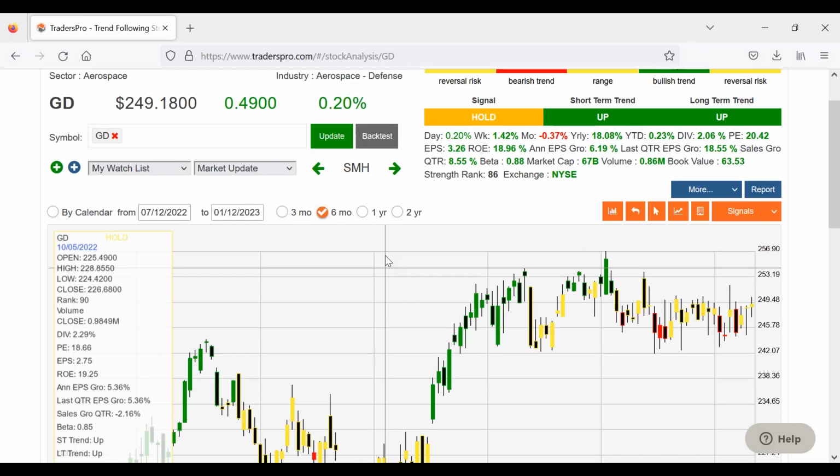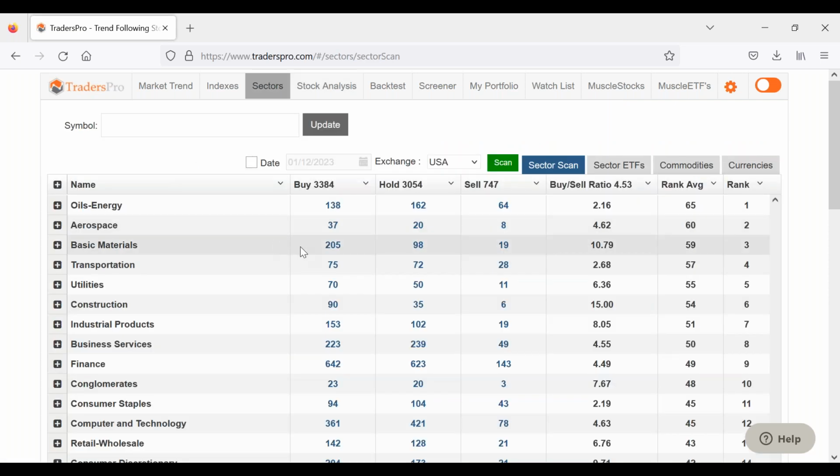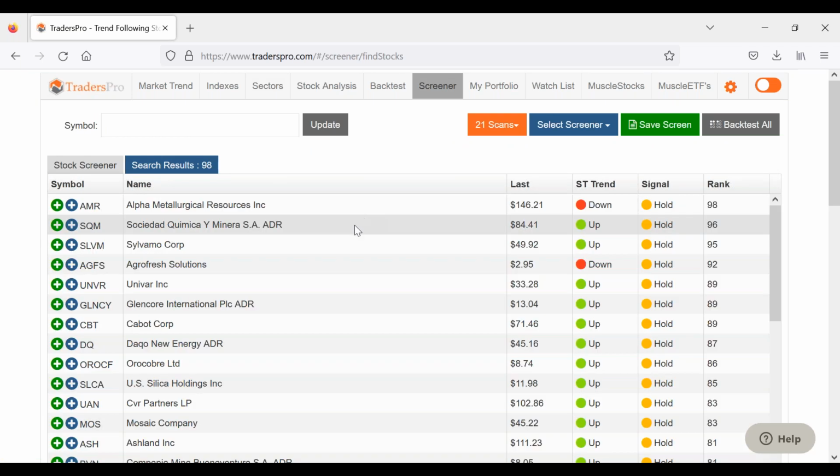All right. So I like General Dynamics. If it can break out, let's go through some of the basic materials. By the way, if you're wondering why I go to the hold section, it's because I'm looking for the top sectors, and then I'm looking at high strength ranked stocks within those top sectors. So I usually like to stick to about 90 to 100 or 99. My favorite is kind of that 98 range.